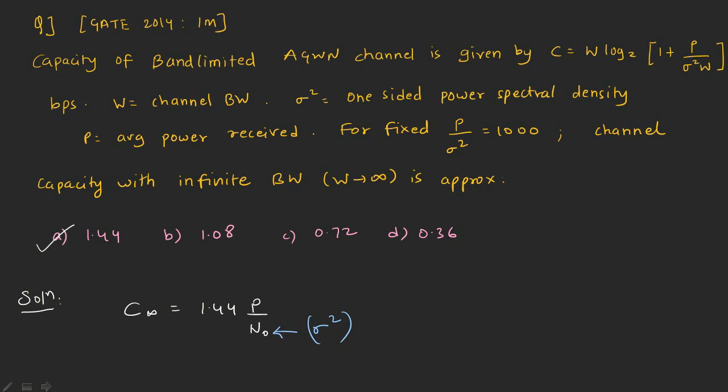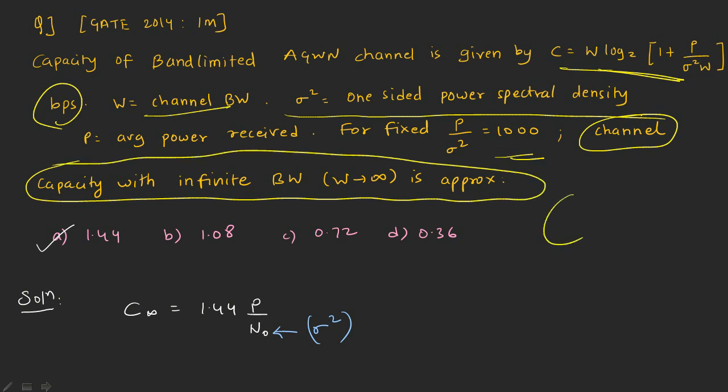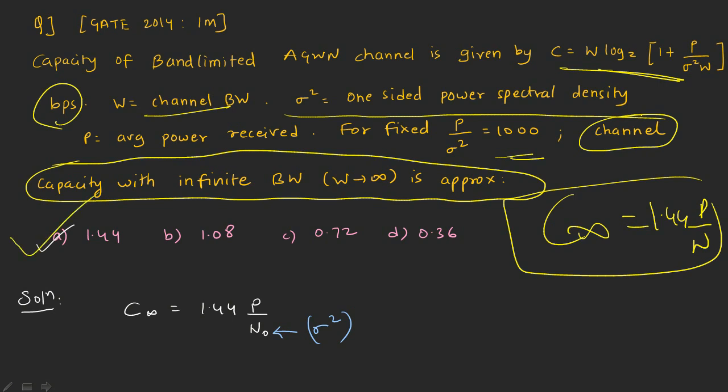Then only you can solve this GATE 2014 1 mark question: the capacity of the bandwidth AWGN channel is given by this, in bits per second, no problem. W is the bandwidth of the channel, the notation has changed, and sigma square is the one-sided power spectral density, that is nothing but noise. P is the average power received; for fixed P by sigma square equal to 1000, the channel capacity with infinite bandwidth is approximately equal to what? Channel capacity with infinite bandwidth is 1.44 P by N. Yes, I got the answer. The answer is 1.44. A 10-second question is solved.